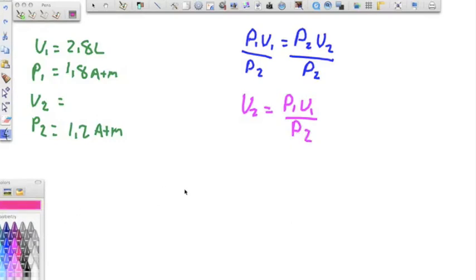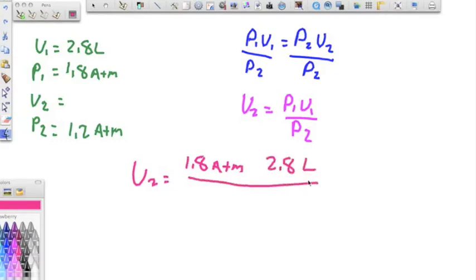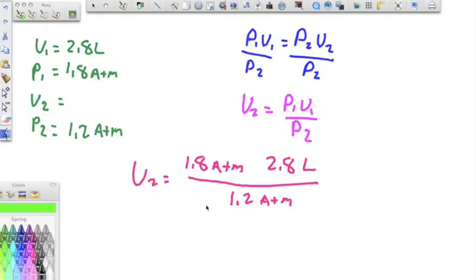To work this out, all we have to do is plug it in. V2 equals P1, which is 1.8 atmospheres. Guys, units are incredibly important here, so make sure we're writing our units. Our volume is 2.8 liters, and we're dividing all of that by P2, which is 1.2 atmospheres of pressure. With how we have it set up, atmospheres are on the numerator and the denominator, so those can cancel out.